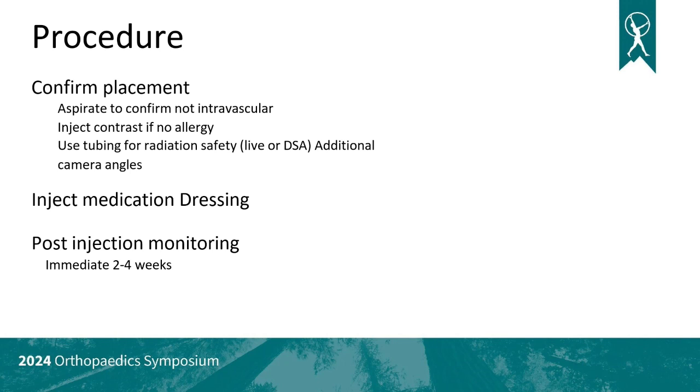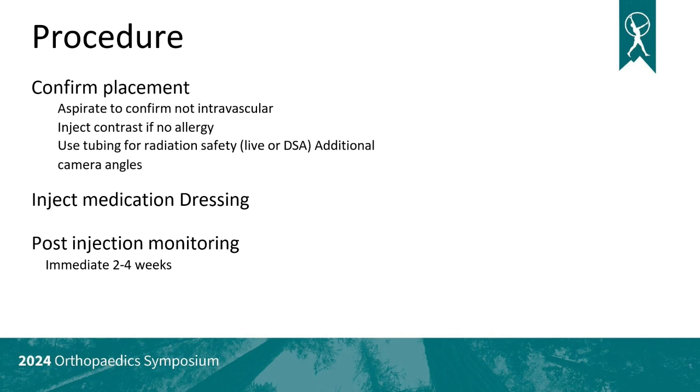have a risk of vascular uptake, you want to use tubing generally, because sometimes you do want to have live fluoroscopy where you can actually see the flow of the contrast up into the epidural space where the nerves live. Some people also use digital subtraction angiography, or DSA, to also track that. That's an even more in-depth view than the live fluoroscopy. You'll take some additional camera angles just to make sure everything is safe, and then you'll go ahead and inject the medication and apply a sterile dressing.